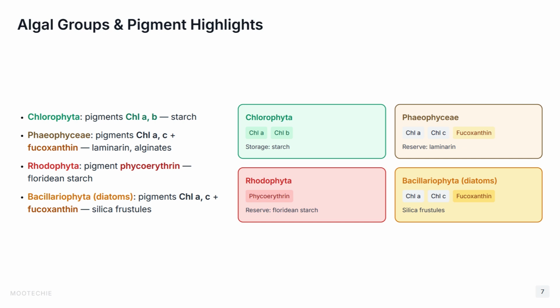Diatoms have pigments chlorophyll A and C plus fucoxanthin and are renowned for their beautiful, intricate silica cell walls called frustules. Each section on this slide is dedicated to one of these groups, repeating this vital information about their distinguishing pigments and storage reserves. This side-by-side comparison is excellent for study and review.